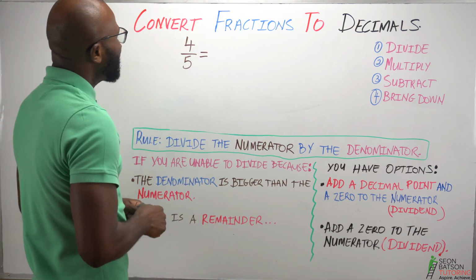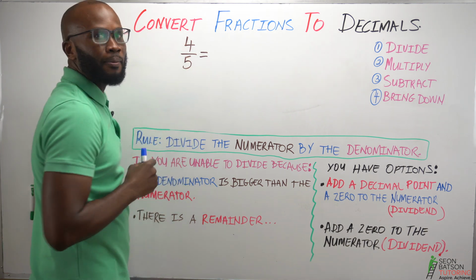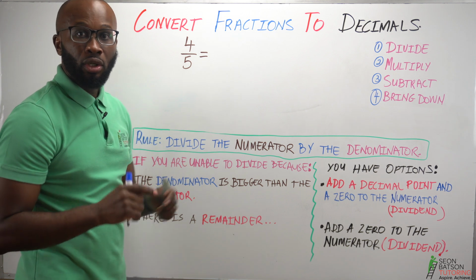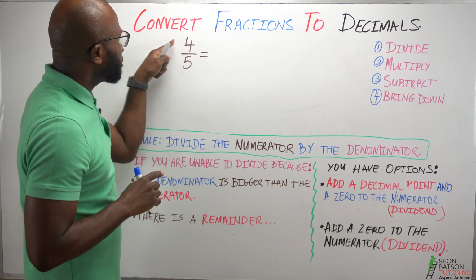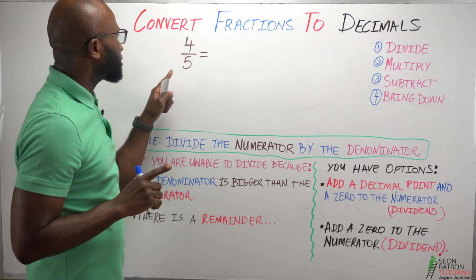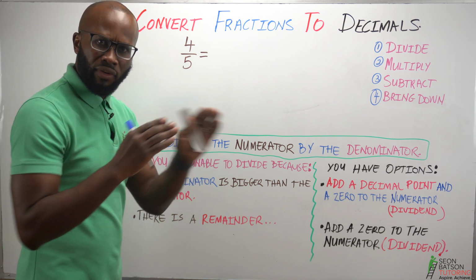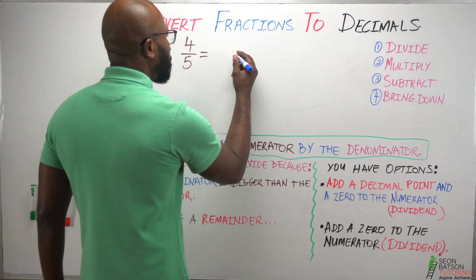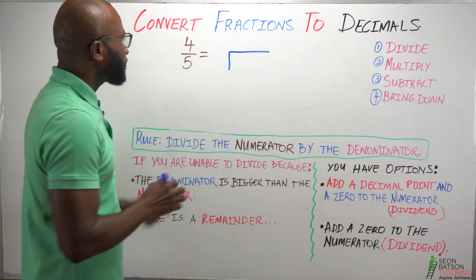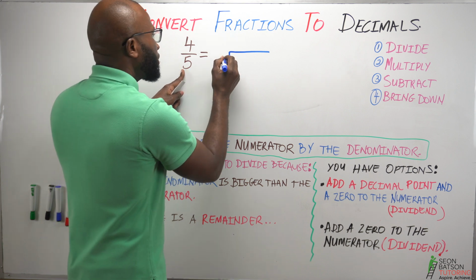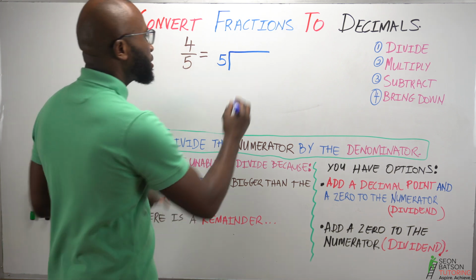So our first example here, we want to convert 4/5 to a decimal. The rule says we will simply divide the fraction's numerator by the fraction's denominator. Remember also, we will use long division to help us divide. So let's draw our house. Now, when we draw our house, the denominator will always go outside, and the numerator will go inside.